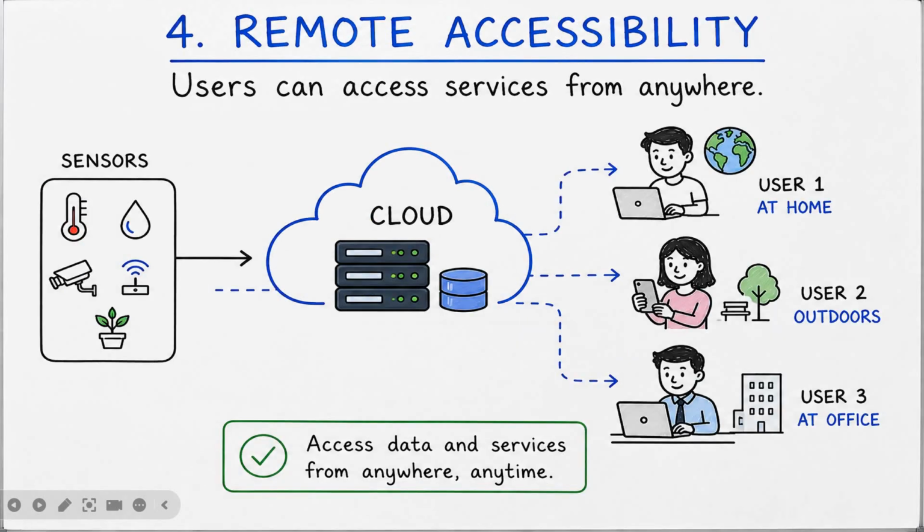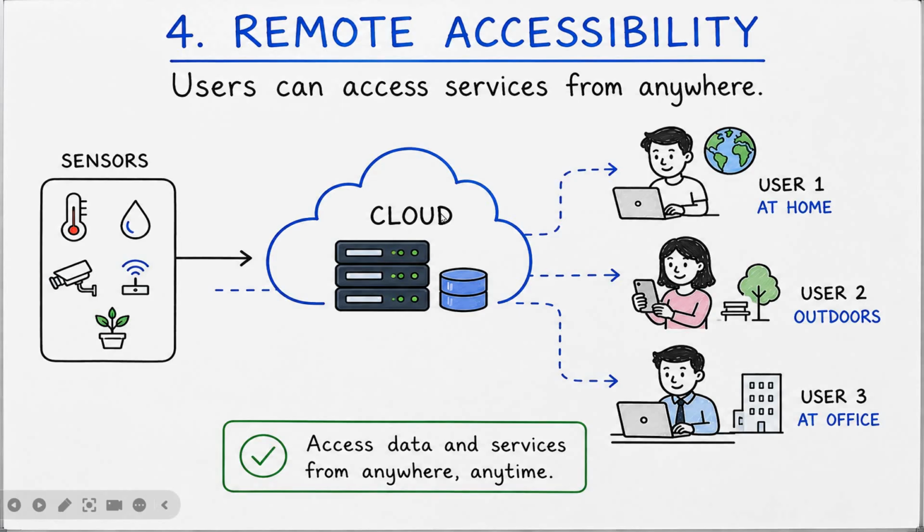Next feature is remote accessibility, where it allows the users to access the sensor data and cloud services from anywhere using the internet, and users can monitor and control the applications through mobile phones, laptops, computers and any other devices without being physically present near the sensor. And the cloud will store and process the sensor data centrally and make it available anytime and anywhere, and this will improve the convenience, flexibility and real-time monitoring.